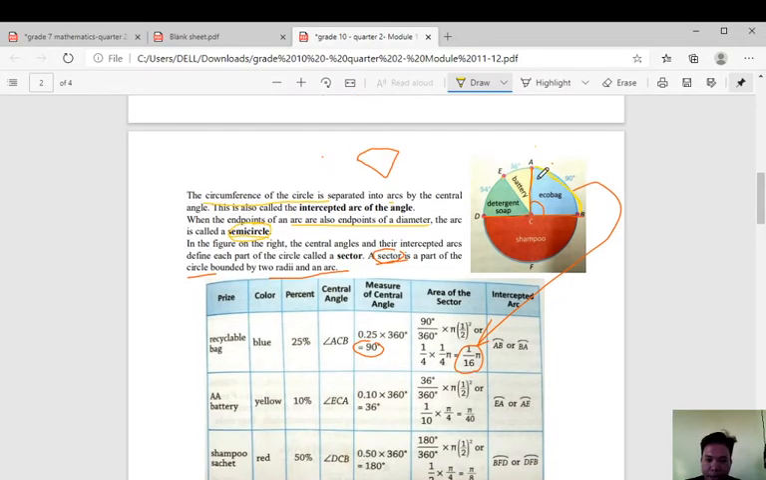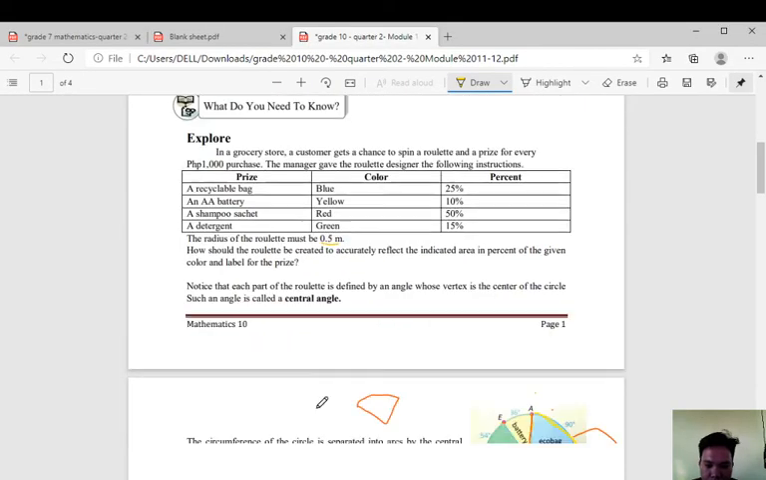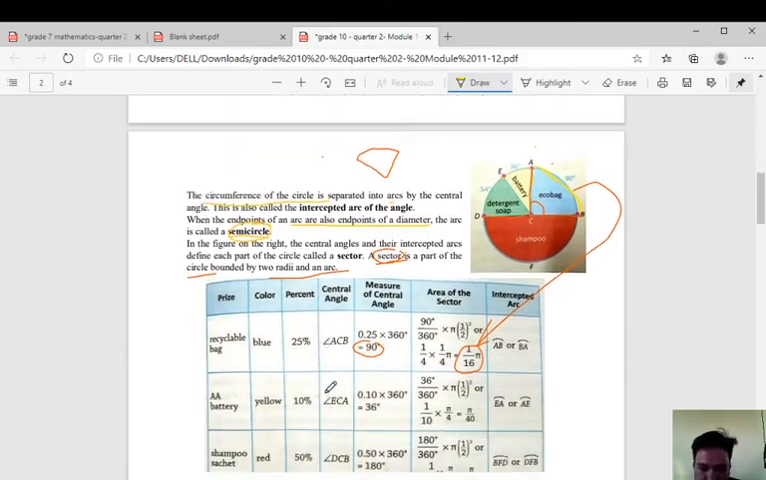Another one, the AA battery. So it is the yellow one. Since it is 10% of the whole, so this is the angle ECA. So what is the measure of the central angle? Just multiply 10% of 360 degrees, or 0.10 times 360 degrees, then that would be 36 degrees.